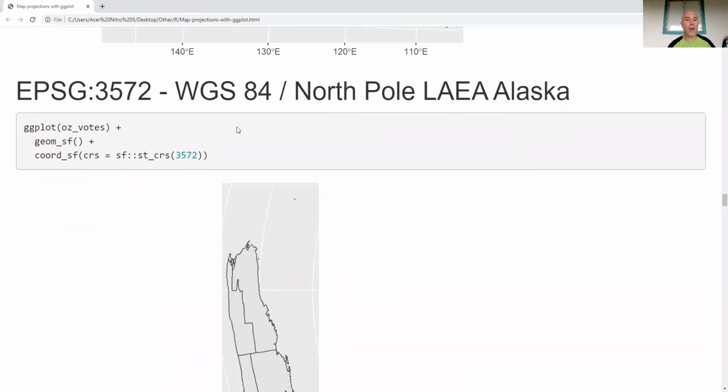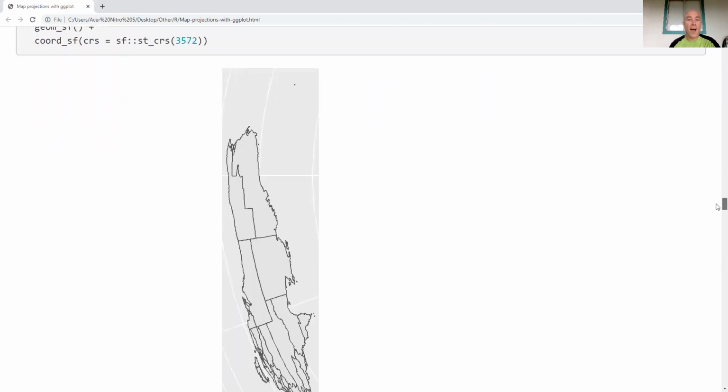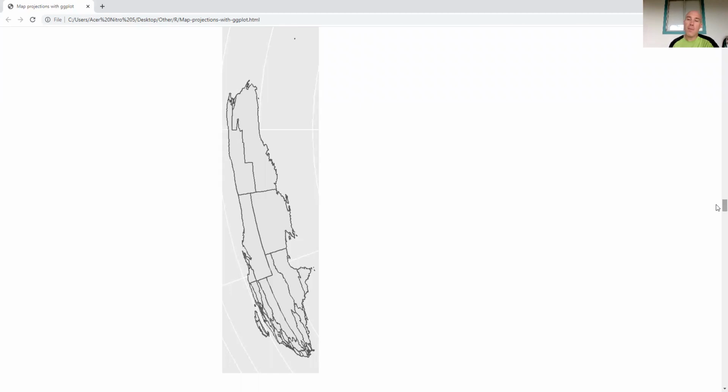Now, what if I want my coordinate reference system to be focused on the North Pole, Alaska, but I go through and I map Australia? Let's see what happens. Well, if I take the coordinate reference system 3572, and I plot it, just like we've been doing with geom_sf and coord_sf, I can see that's pretty distorted, right? It's hard to interpret what's going on. Mathematically, it's still correct. Doesn't mean that I can interpret it as a human being, though.